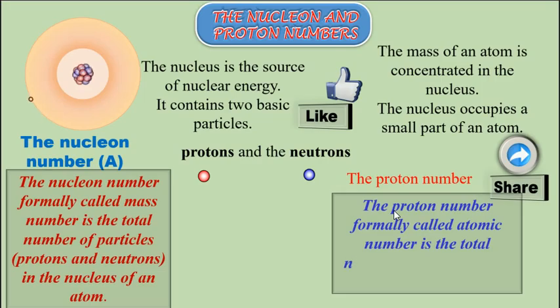So by the time we say nucleon number, you'll be thinking about all the particles, protons and neutrons, in the nucleus. And by the time we say proton number, you're looking at the total number of protons in that atom.